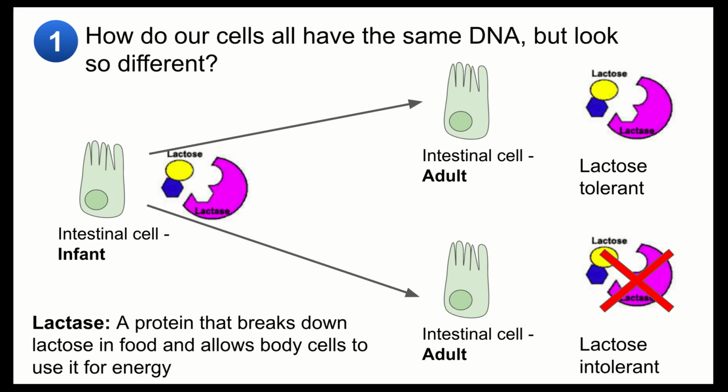You may have heard of these people. You may be one of these people, because these people are lactose intolerant. They can't tolerate eating foods with lactose in them. And so that's an example of when a gene would be expressed at some times, during infancy, and repressed at other times, like during adulthood.